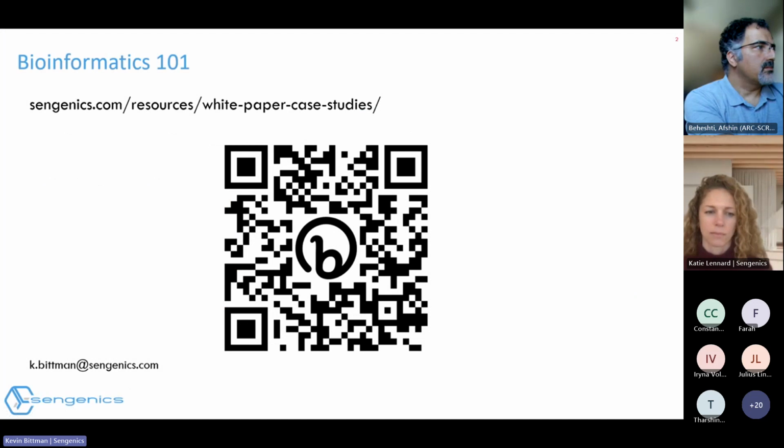So if you do have any questions after the meeting that we don't address, you can certainly download this Bioinformatics 101 primer that Afshin and Katie helped me write. This is the QR code for that. I just want to remind everybody that Katie and Afshin are people, not computers, so they may not remember things like the formulas that are underneath the denominator for a t-test or something like that.